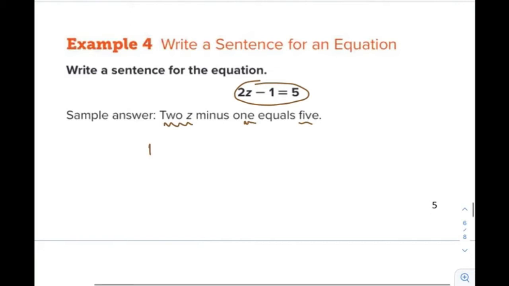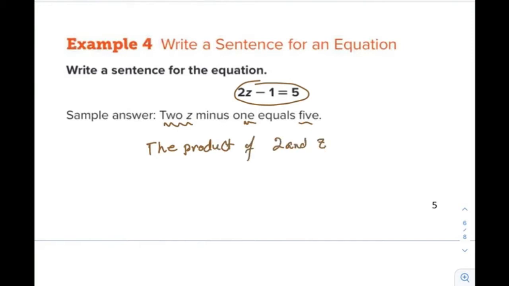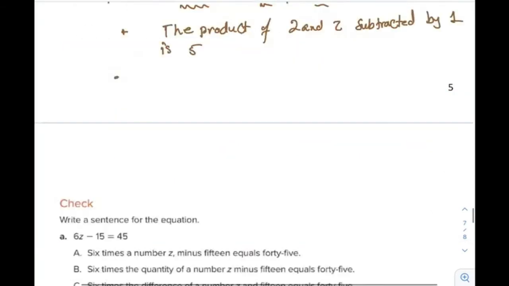We can say the product of 2 and z minus 1, or subtracted by 1, is 5. This is one of the translations. We can have many more. We can say the difference of the product of twice a number and 1 is 5, and many more. We can say twice z decreased by 1 is equal to 5. We are not going to write everything.